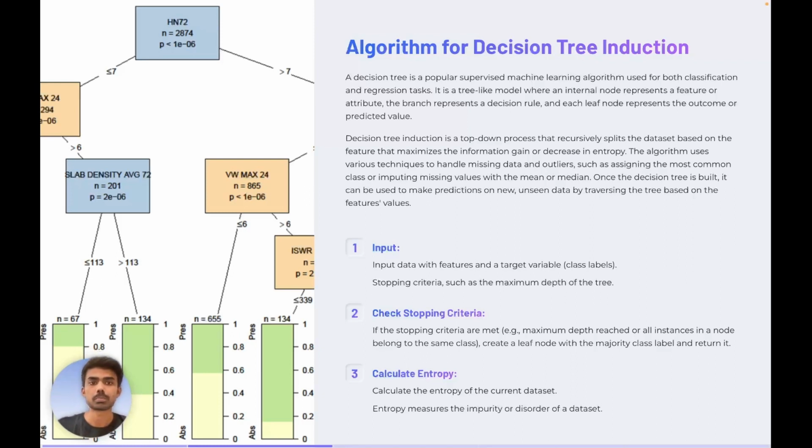So the algorithm consists of these things. First of all, you input your data, such as features with a target variable, and then you check the stopping criteria. If the stopping criteria are met, create a leaf node with the majority class label and return it. As I gave you the example of weather, there is a root node, then there are branches, and then there are leaf nodes. If the branch conditions are met, then a leaf node is created, and then the process is repeated all over again. So after calculating the entropy of the current dataset, the entropy also measures the impurity or disorder of a dataset.